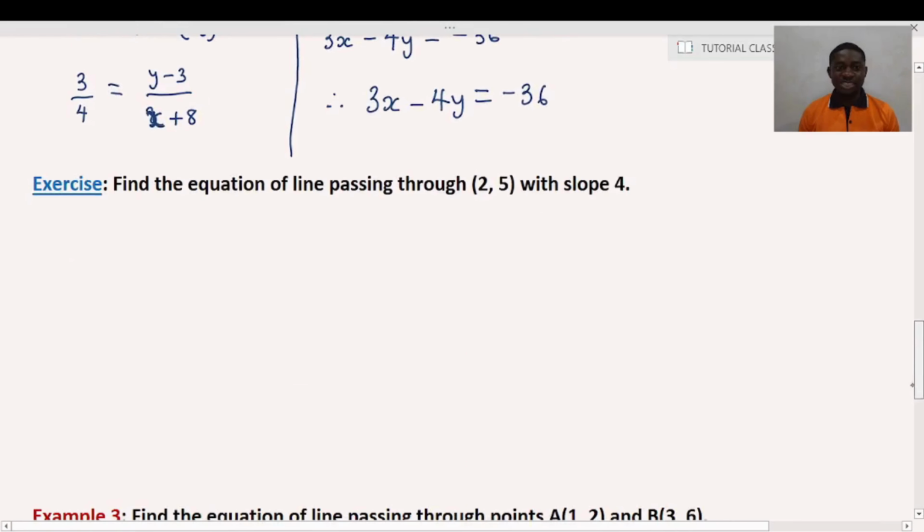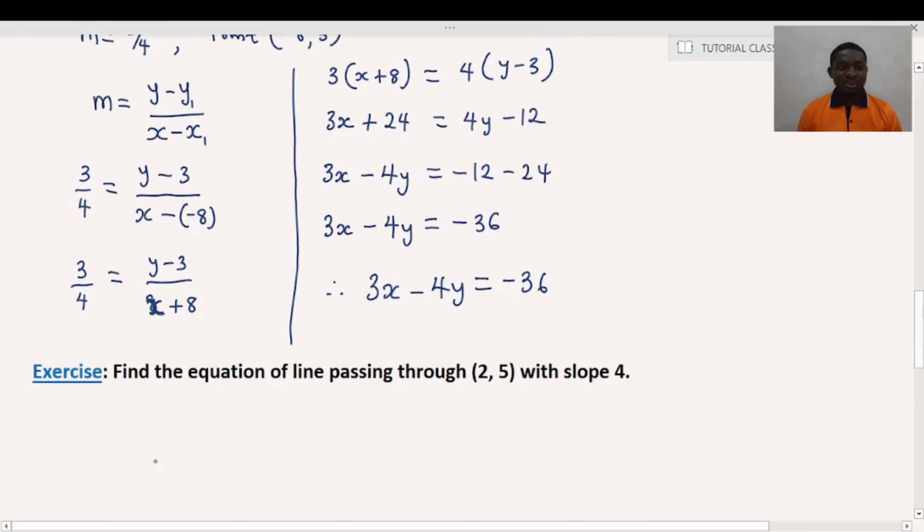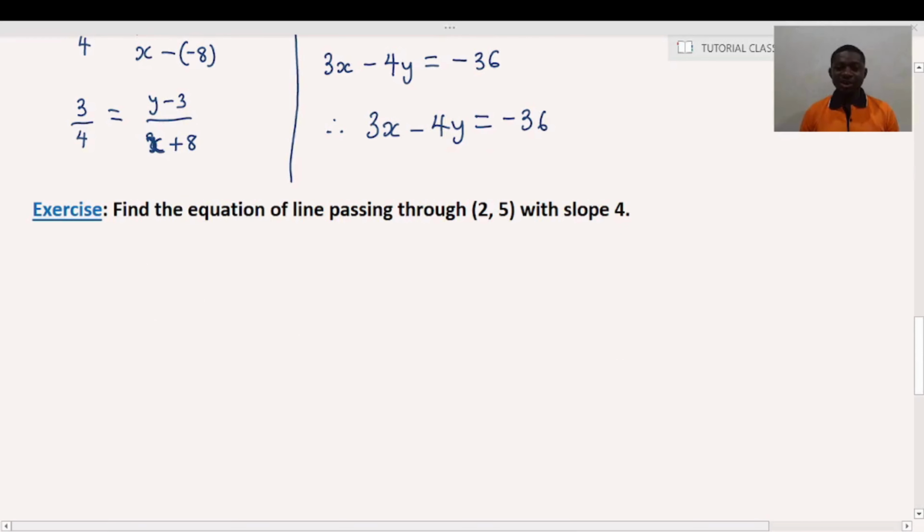Let's look at this exercise. What we have here: find the equation of the line passing through this point with a slope of 4. You can pause this video and quickly go through it and see if it's something that we have in common or if you're getting the concept. So the equation of the line passing through this point with this slope. All right, let's quickly look at it together.